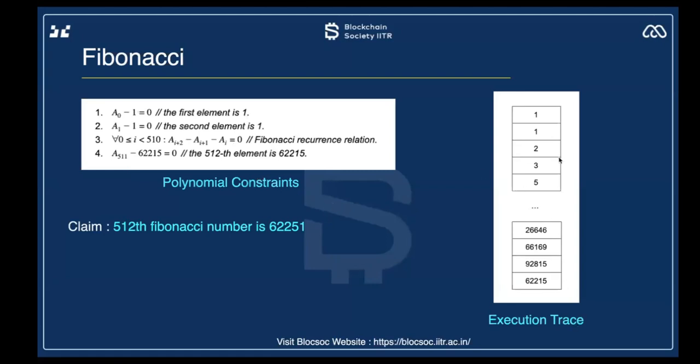The execution trace of this problem would be all the Fibonacci numbers till 512. Okay, so the first Fibonacci is 1, and this is how the Fibonacci sequence is written. And these are the polynomial constraints for this problem: a0 minus 1 equals 0 and a1 minus 1 equals 0. And this is the Fibonacci recurrence relation: for all i in the range of this execution trace, the recurrence relation should hold, that is f(i plus 2) equals f(i plus 1) plus f(i), and this is the final thing I want to prove.